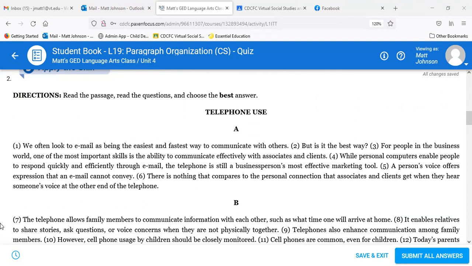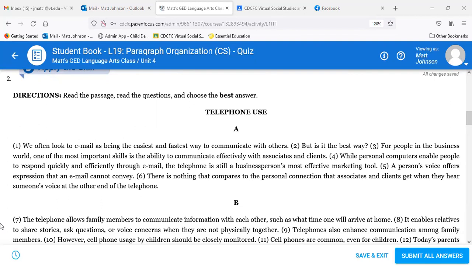Telephone use. We often look to email as being the easiest and fastest way to communicate with others. But is it the best way? For people in the business world, one of the most important skills is the ability to communicate effectively with associates and clients. While personal computers enable people to respond quickly and efficiently through email, the telephone is still a business person's most effective marketing tool. A person's voice offers expression that an email cannot convey.